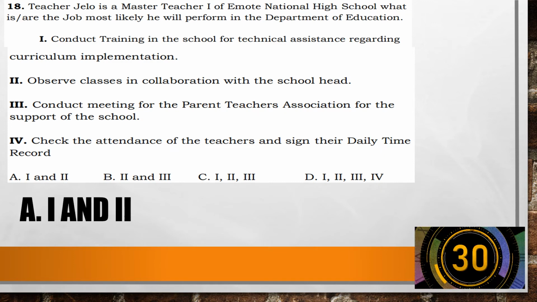Okay, the correct answer is letter A, 1 and 2. The first two are the jobs most likely performed by the master teachers in school. The 3 and 4 are the jobs performed by the school heads. So that is the general rule. Wala namang sinabi dito na ang master teacher ay magiging school head or he is designated as the teacher in charge or the school in charge. These 3 and 4 are the jobs performed by the school head. So most likely 1 and 2 lang talaga si master teacher.